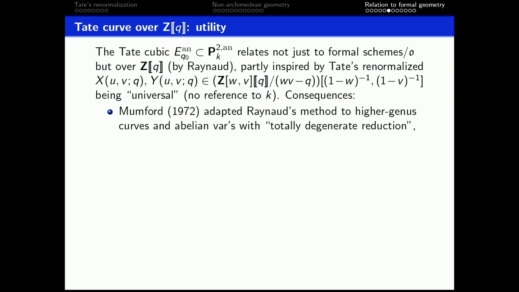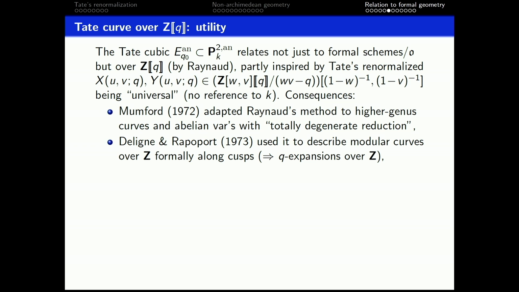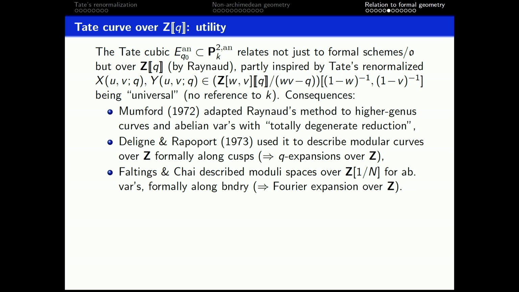Okay, before I get into what Raynaud did to bootstrap on Tate's work, I just want to mention 3 spectacular applications of what Raynaud did, using Tate's recipe to make the connection to the Tate cubic. Mumford in 1972 adapted this to higher genus curves and abelian varieties with totally degenerate reduction. And this was used by Deligne and Rapoport to develop a purely arithmetic theory of q-expansions and to understand the structure of modular curves over Z. And Faltings and Chai merged these 2 ideas to do similar things with abelian varieties in higher dimension.